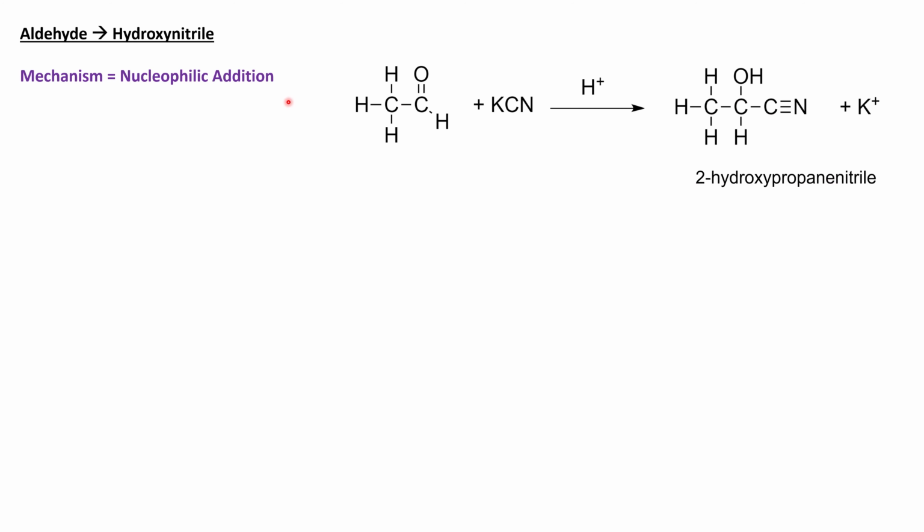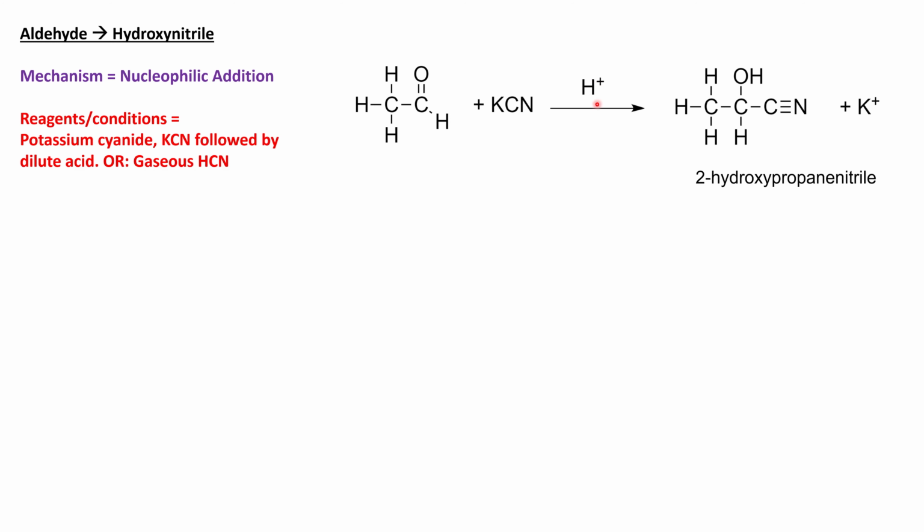The mechanism is again nucleophilic addition, and the reagents and conditions are a little bit different for producing hydroxynitriles. We're going to use potassium cyanide, which has the formula KCN, and then we're going to follow that up by adding dilute acid. We can show that here on the reaction equation as H+. Alternatively, instead of adding KCN followed by dilute acid, you could just bubble through gaseous hydrogen cyanide, which has both the H+ and the CN- you need for the reaction.